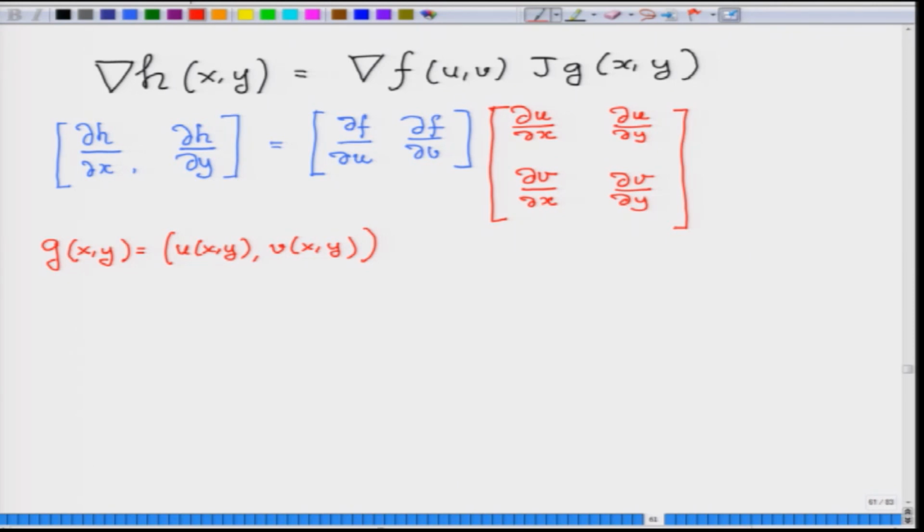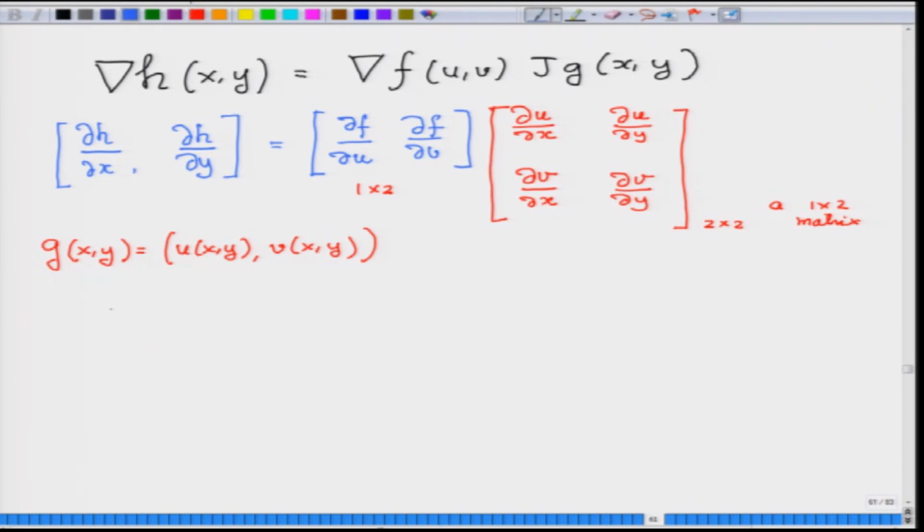Okay. Now, I will do matrix multiplication. So, here it is a 1 cross 2 matrix, which is a row vector. Here it is a 2 cross 2 matrix, and that will give me finally a 1 cross 2 matrix, which is a vector, and that is exactly the same as del h del x, del h del y. So, let me do the multiplication. How do I do the multiplication? Take this and multiply with the first row, and take this multiplied by the second row.